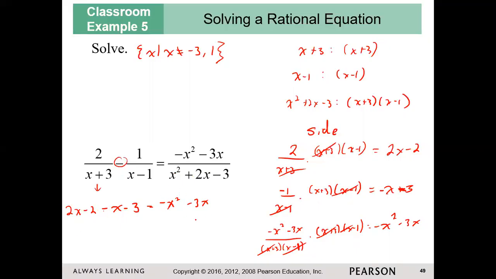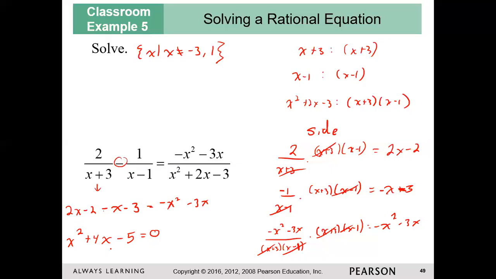So I add x squared to both sides. I add 3x to both sides, and that's going to give us x squared, because again, you add x squared to both sides. You have 2x minus x, which is 1x. Added 3x is going to be 4x, and then this is negative 2 minus 3, which is negative 5, is equal to 0.